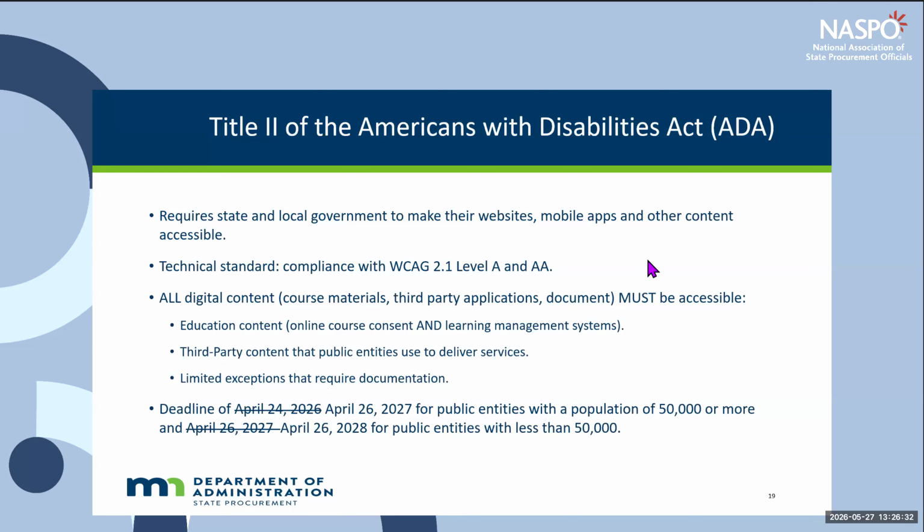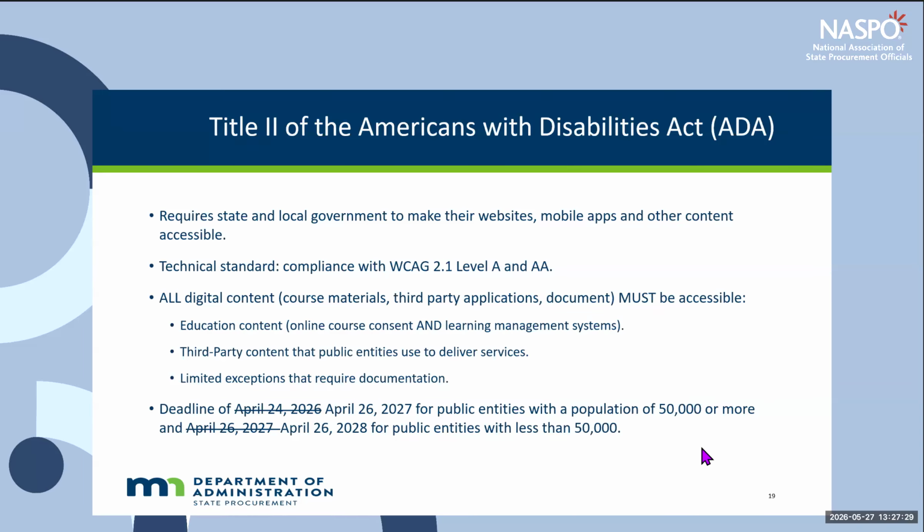There was a deadline of April 24th, 2026, that was changed to April 26, 2027 for public entities with a population of 50,000 or more, and April 26, 2028 for public entities with less than 50,000. So that deadline was extended, but if you were on the path to building more accessibility into your procurement and to maybe remediating things around your own offices, don't stop. Keep plugging through at the pace that you are, or maybe you might need to pick it up a little. But also, if you haven't started, you have a year to start changing practices, and we're going to go through some of the things that you can do within your office.